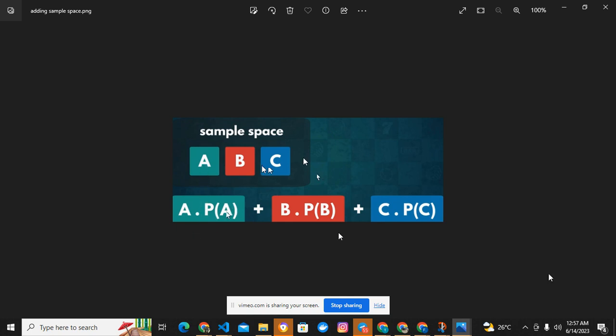These are the sample spaces. To get the expected value of A, you have the sample space multiplied by the probability of A. Don't forget: expected value of A equals sample space multiplied by the probability of A. The expected value of B is sample space multiplied by the probability of B. The expected value of C is sample space multiplied by the probability of C. So the total for all these three will be these plus these plus these. That is, you will add the expected value of each of them together. I hope you're getting what I'm saying.